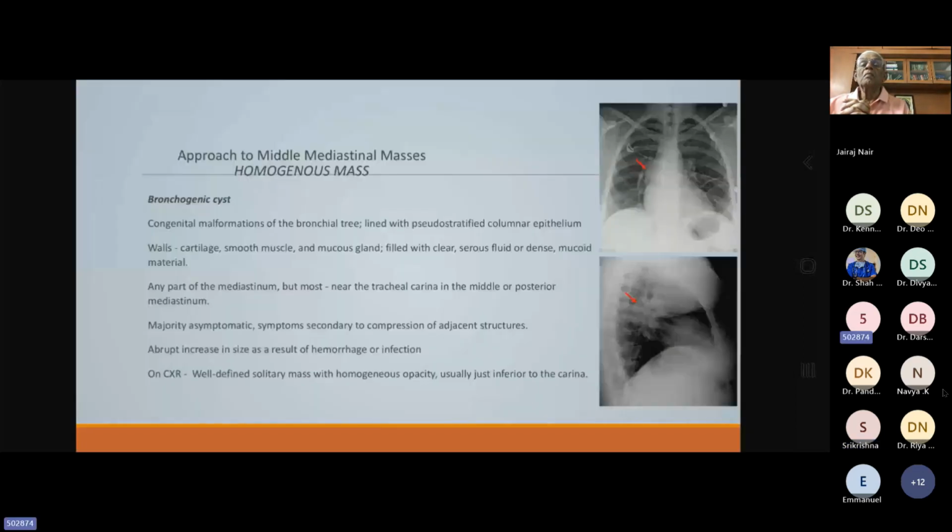Bronchogenic cyst: a congenital malformation of the bronchial tree, lined by pseudostratified columnar epithelium. The wall is formed by cartilage, smooth muscle, and mucous glands, filled with clear serous fluid or dense mucoid material. It can be seen in any part of the mediastinum, but most often near the tracheal carina in the middle or posterior mediastinum. The majority of patients are asymptomatic, and symptoms are secondary to compression of adjacent structures. An abrupt increase in size can be the result of hemorrhage or infection. On chest X-ray, a well-defined solitary mass with homogeneous opacity just inferior to the carina can be seen.